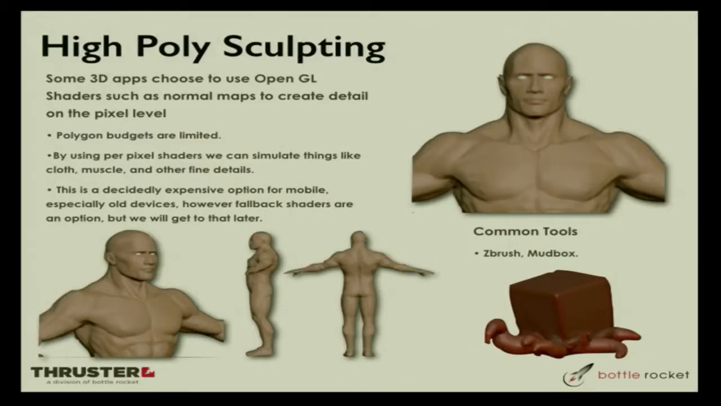We talked about things like Infinity Blade. We took a step into a game for WWE and went into high poly sculpting on iOS. One of the great things about the last couple of revisions, the last three years I would say, is the hardware is capable now of doing some fairly impressive character work. You have to make sacrifices in other areas and use tricks in other areas, but you can do quite a bit. So your 3D apps can choose to use OpenGL shaders such as normal maps to create detail on a per pixel level.